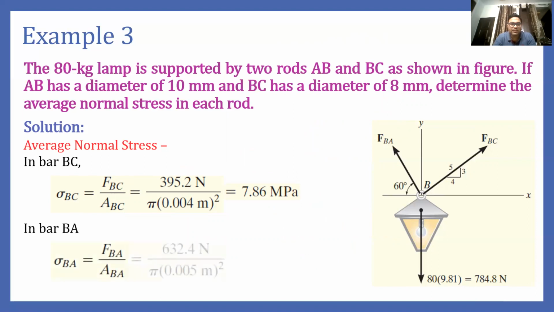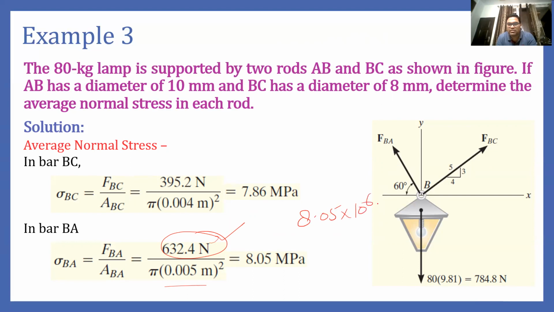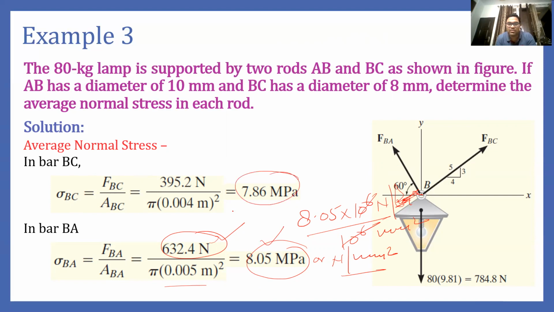Similarly, in bar BA, the force in bar BA will be 632.4 Newton, divided by the area. Calculating this, we get the value 8.05 into 10 raised to power 6 Newton per meter square. We can convert this by cancelling out, so ultimately we have 8.05 MPa or Newton per mm square. That is the stress in bar BA and that is the stress in bar BC.